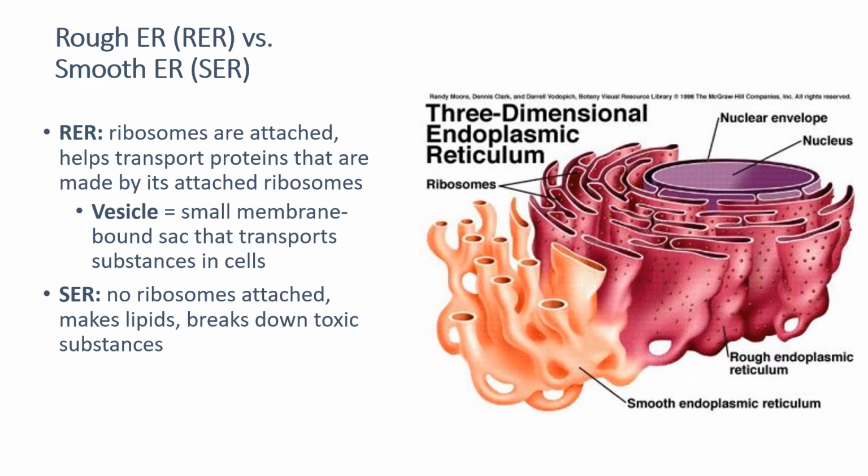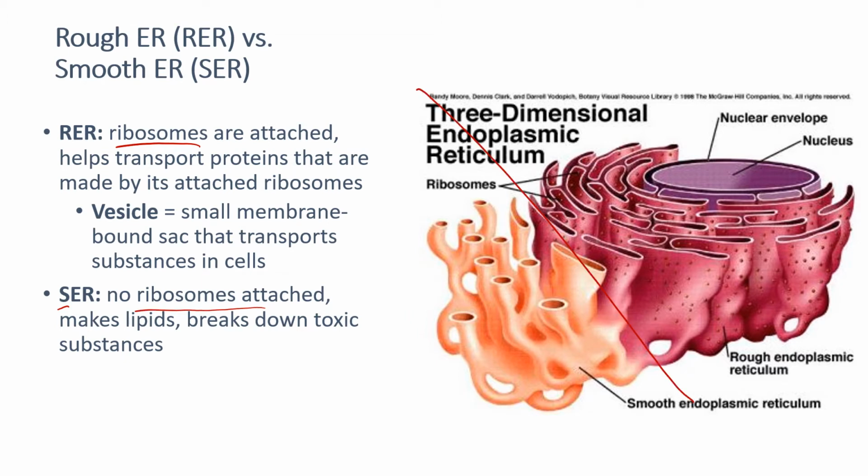The endoplasmic reticulum has two different kinds, if you will. You'll notice there is the rough ER and the smooth ER. The main difference between these two is that the rough ER has the ribosomes attached. Smooth, or the SER, does not have any ribosomes attached at all. So it's kind of divided like that.